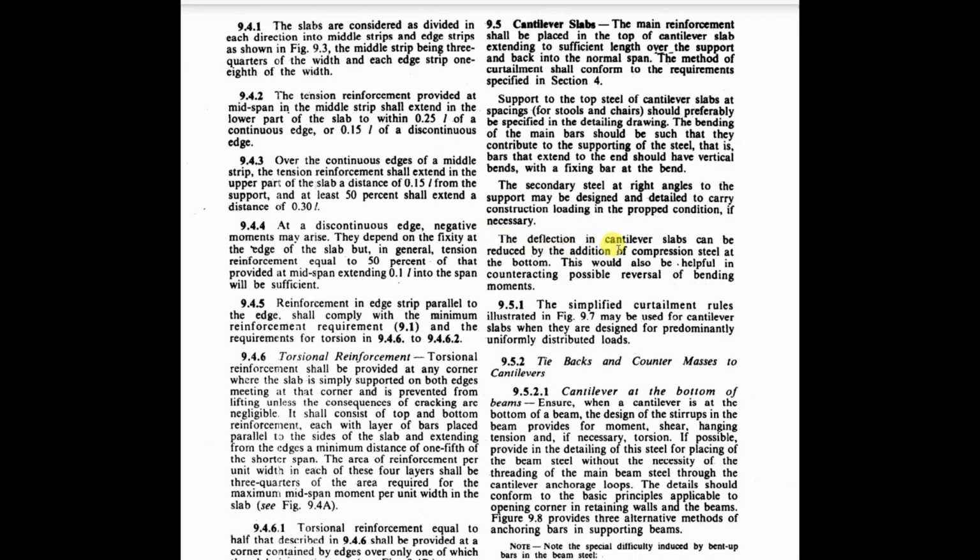Okay. Next, deflection in cantilever slab can be reduced by addition of compression steel at the bottom. This would also be helpful in counteracting possible reversal of bending moment. So compression steel is actually not necessary, but still, according to the deflection criteria, we need to provide the compression steel. It is also helpful in counteracting the possible reversal of bending moment.